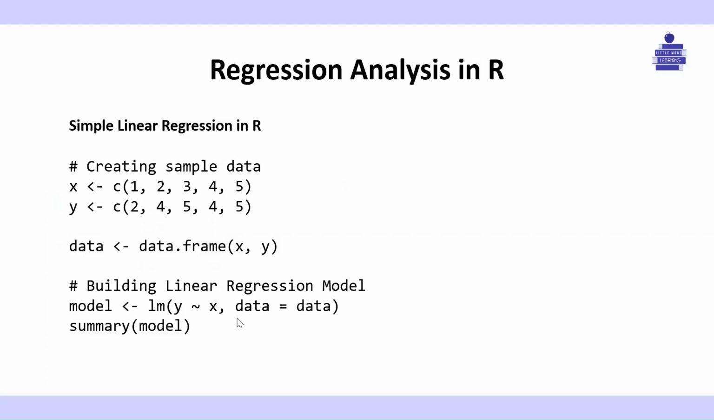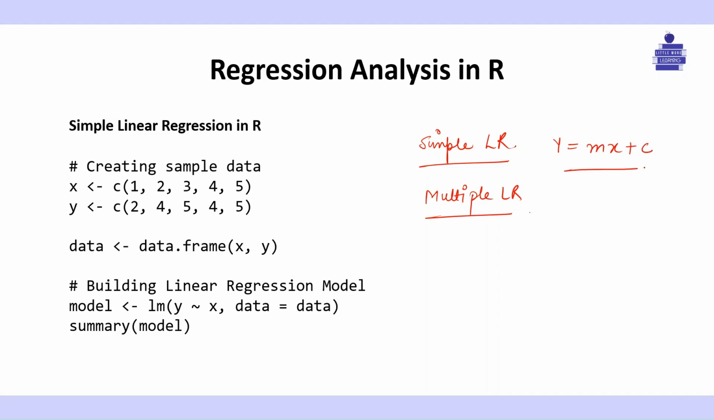Now let's discuss regression analysis in R. Regression helps us predict one variable based on another by fitting a mathematical equation. So there are two types of this. The first one is simple linear regression, and the second one is multiple linear regression. In simple linear regression, it predicts one variable based on another. We use the equation y equals mx plus c in this regression, and in multiple, it predicts one variable based on multiple predictors.